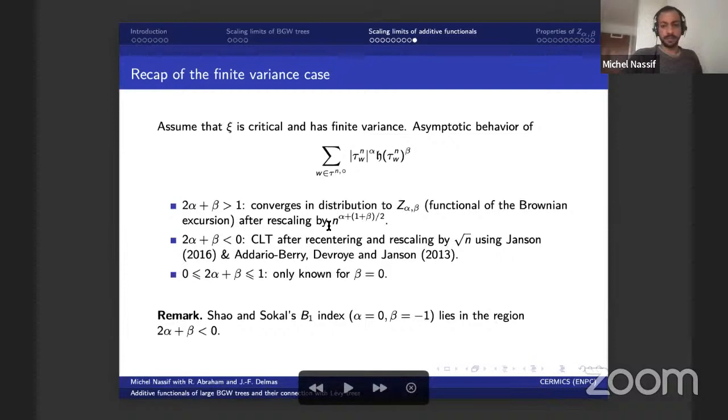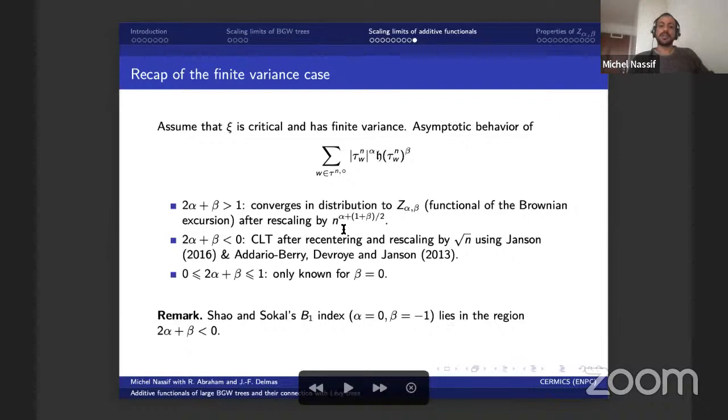So let me do a quick recap of the finite variance case where a lot is known. So just for now, we assume that psi is critical and has finite variance. So all the previous results apply, and we are looking at the asymptotic behavior of this quantity. So the global regime, the one that I just showed you, corresponds to the first point, alpha plus beta greater than one. And then we have a scaling limit, which is Z of alpha and beta. And it's a functional of the Brownian tree or equivalently of the Brownian excursion. And the normalization is given by this factor. So this is the global regime.